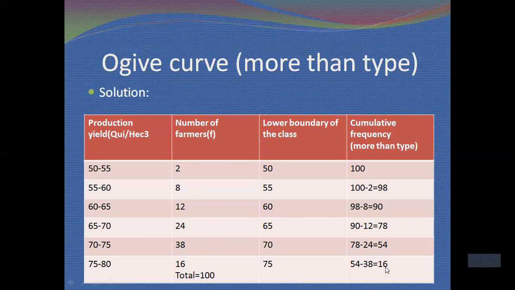Here, the last observation in the more than type cumulative frequency will be equal to the last observation in the frequency column. This you have to compare. See, like this you will get it.